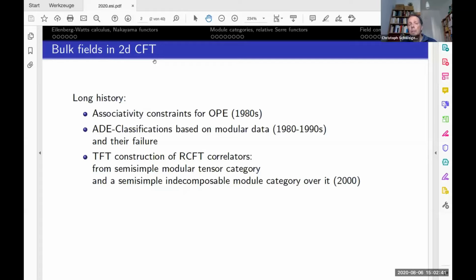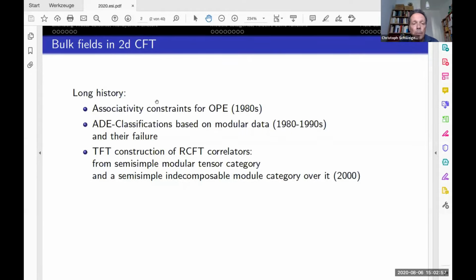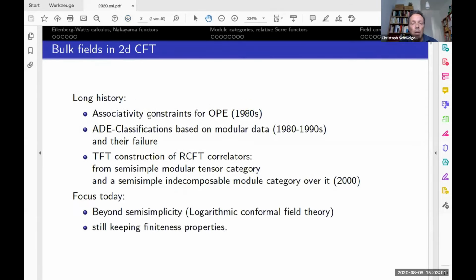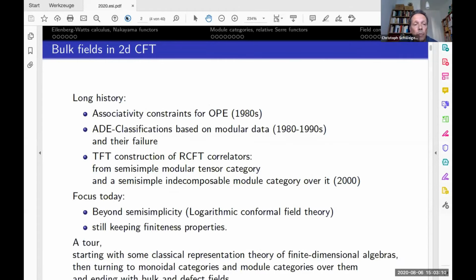Well, in this talk, and this is probably the first talk in our workshop, it will be important that I will not insist on semi-simplicity. So I will use the power of category theory, which is already incredibly useful in the semi-simple case, to extend all these constructions beyond semi-simplicity. Of course, I have to keep something to have a well-defined mathematical framework, and what I will keep are still certain finiteness properties.